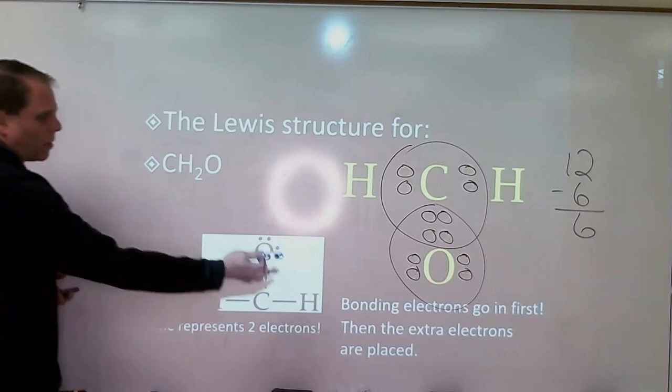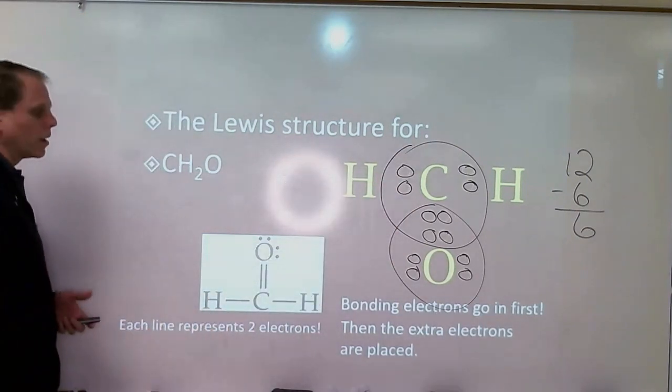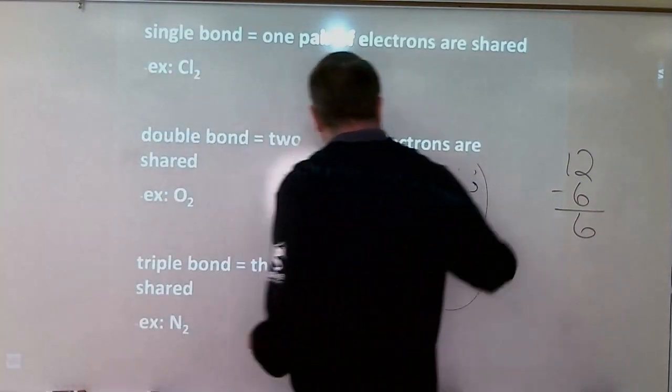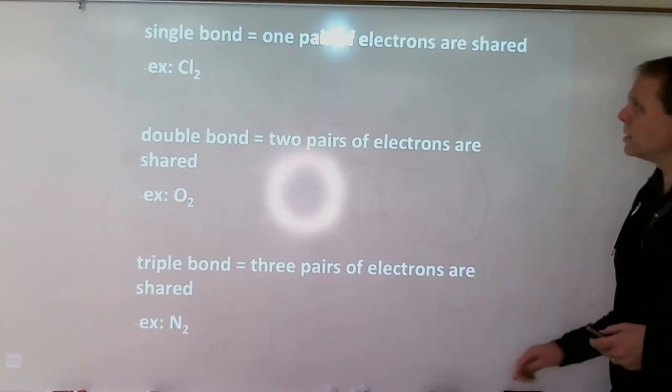All right, and again, how do I want to write it out? Like, I can put the O up on top. I can put it on bottom. It doesn't really matter where you put it. The arrangement isn't important as long as your electrons are in the right places. Okay? Okay, so just a little bit of a reminder.